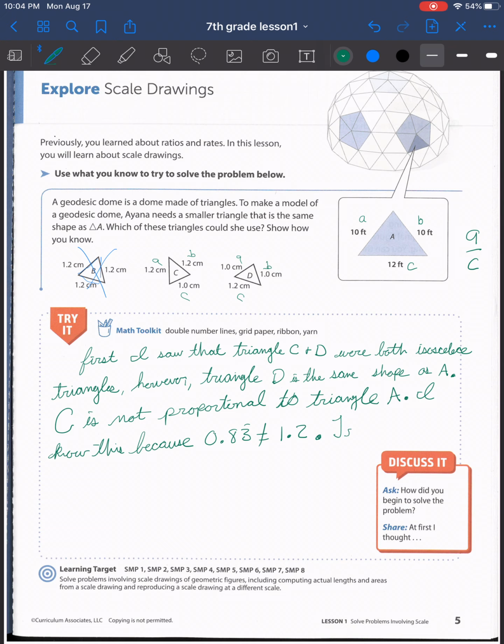Triangle D, I'm going to say it is proportional, but then we'll go check and make sure it is.